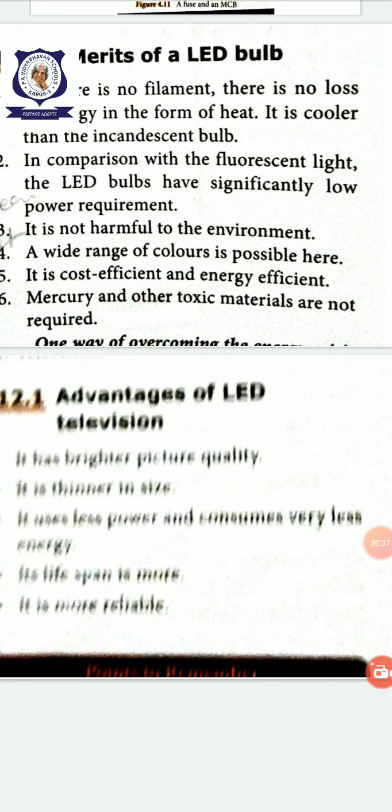See, it's another 2-mark question. What are the advantages of LED television? Is it clear? So I think up to this the lesson is over.